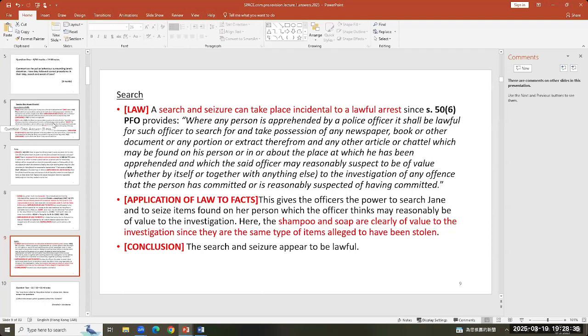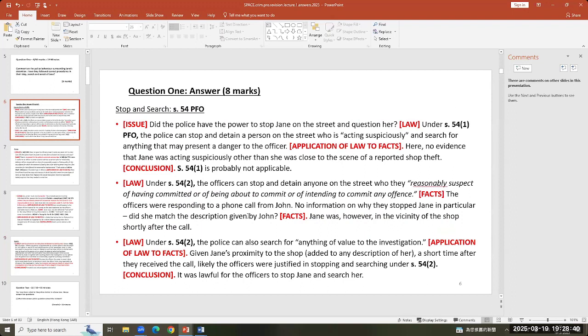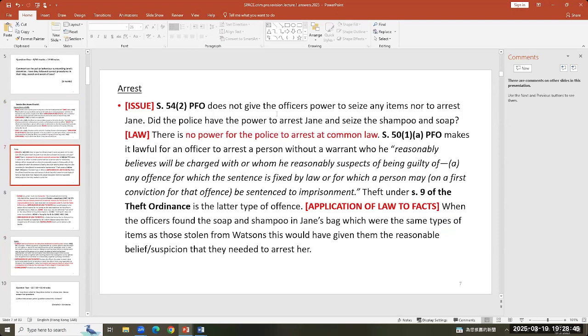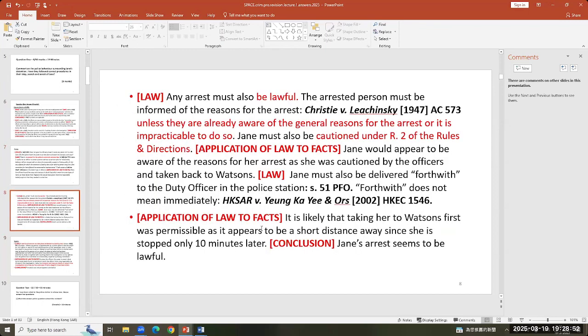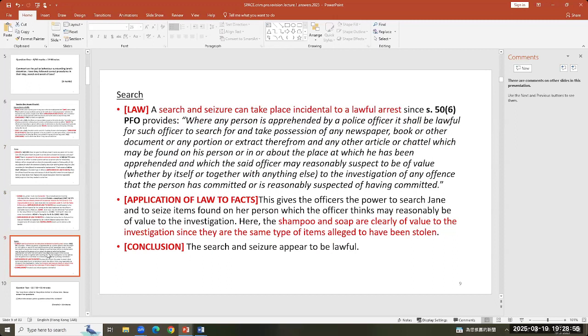So there's quite a lot to put in here for our 8 marks, right? Because we start off with a general discussion of section 54, applying it to the facts. Then we have to talk about the power of arrest under section 51A. Then we have to talk about the reasons for arrest, the caution, the power to search and seize. Okay, so that's why I'm saying that even though it's open book, you have to be familiar with all of these provisions and the key cases as well. Okay? Any questions about that first part?